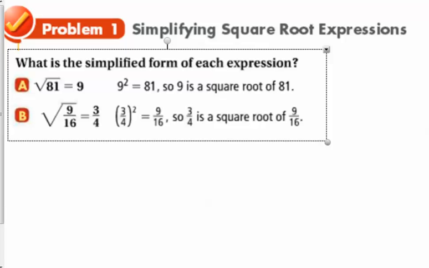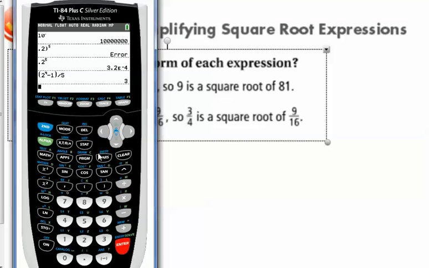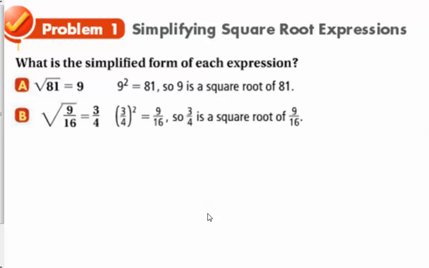But the first problem here is what's the simplified form of each expression? So the square root of 81 is equal to 9. How I do that on a calculator is real simple. I just grab my calculator and go second, and I'm going to hit the x squared button, do square root of 81, and then I just hit enter, and I get 9. Another way to think about it is 9 squared, or 9 times 9, gets you 81.